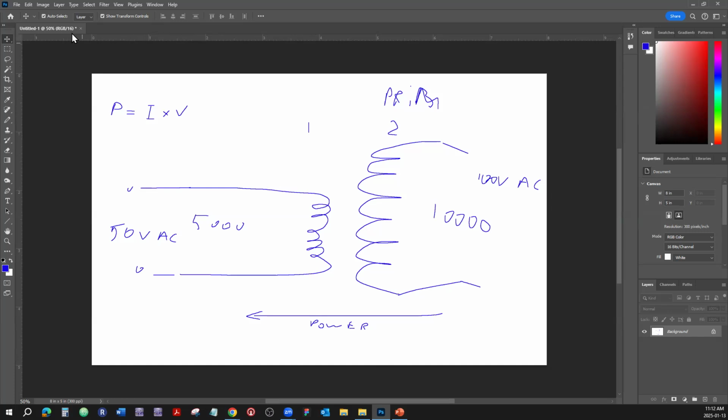They also transform Z. Who is Z? Z stands for impedance. Impedance. I'm just writing with my mouse. All right, so transformers transform current, they transform voltage, and they transform impedance. They keep or transfer the power.